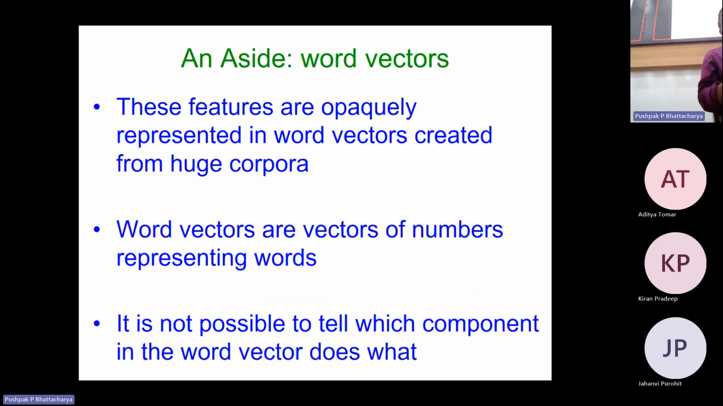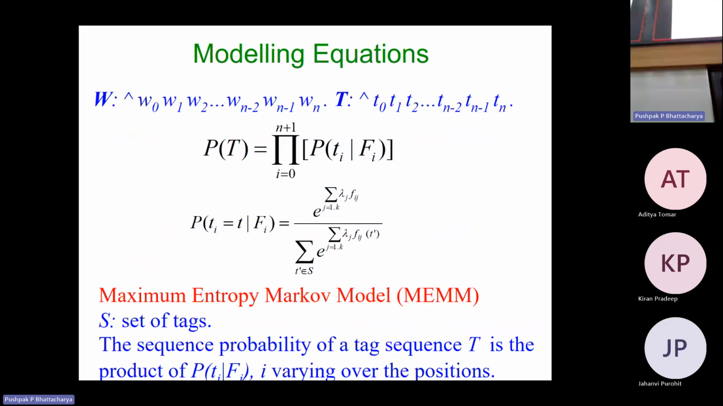Okay, so now we come to the modeling equation. This is exactly what you will have to do for your assignment, the second part of the part of speech tagging assignment. The second part is conditional random field based part of speech tagging. So conditional random field is a tool for discriminative modeling, and it is completely dependent on informative features. If the features are clear, good, complete, then these features are useful for doing the modeling and disambiguation.